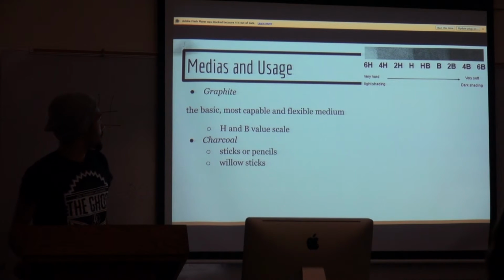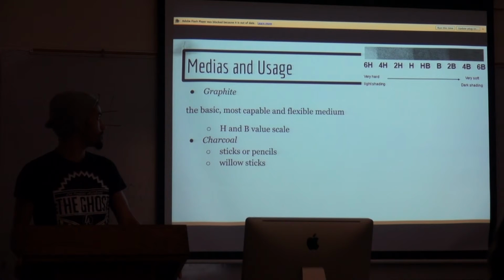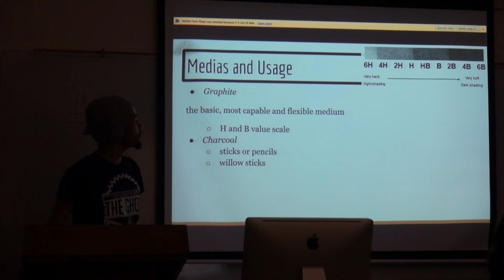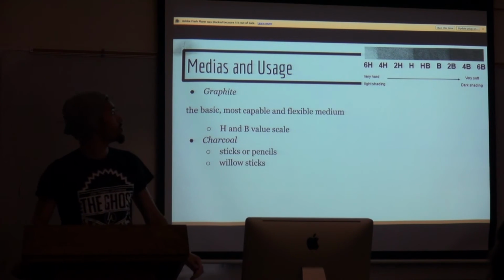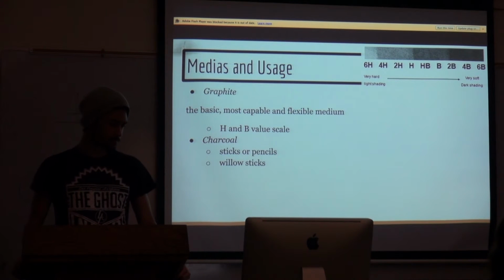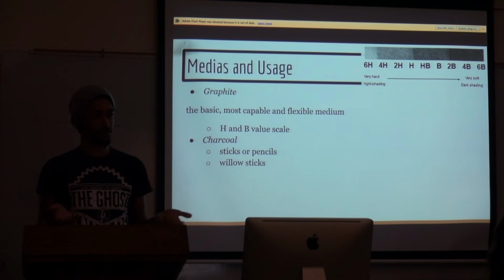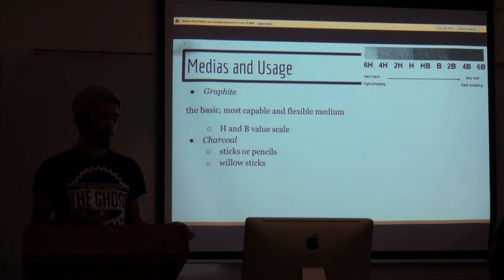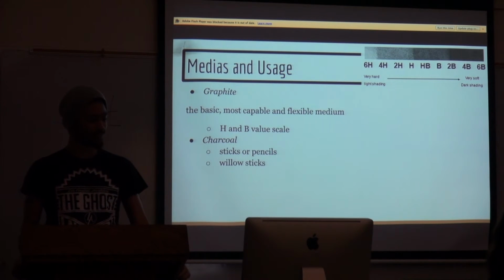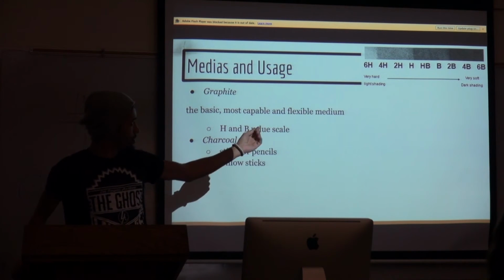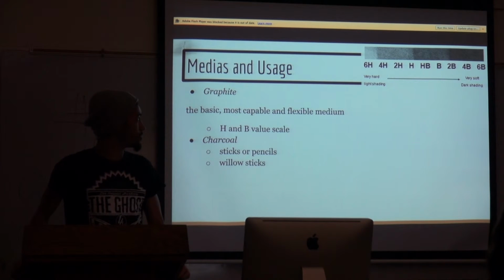And within it, graphite is the most basic and most capable flexible medium, and they have this scale up in the upper right corner, the H&B scale. And I was going to bring my pencils, but there was no real sense because as an artist I have roughly 300 pencils just sitting on my desk right now, and there would be no sense in just having them all here. But that's the easiest way to describe how the H&B scale changes.